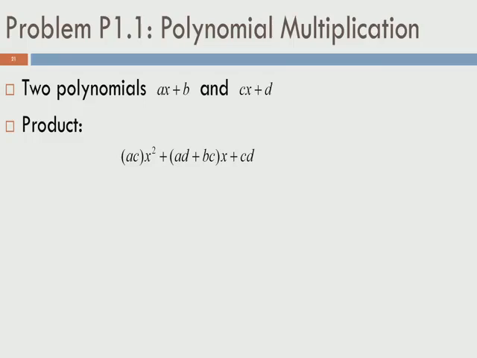Let's say we are given two polynomials ax plus b and cx plus d. By given, what I mean is you are given the coefficients a comma b, and you are also given the coefficients c comma d, and you are expected to compute the product of the polynomials. So the product would be ac x squared plus (ad plus bc) times x plus cd. So what we really want is the coefficient of x squared, the coefficient of x, and cd itself.